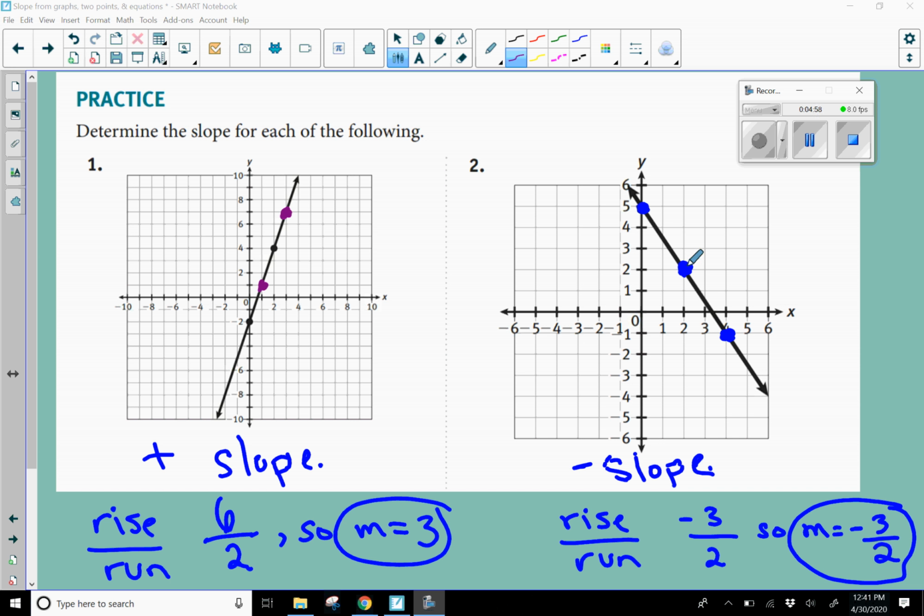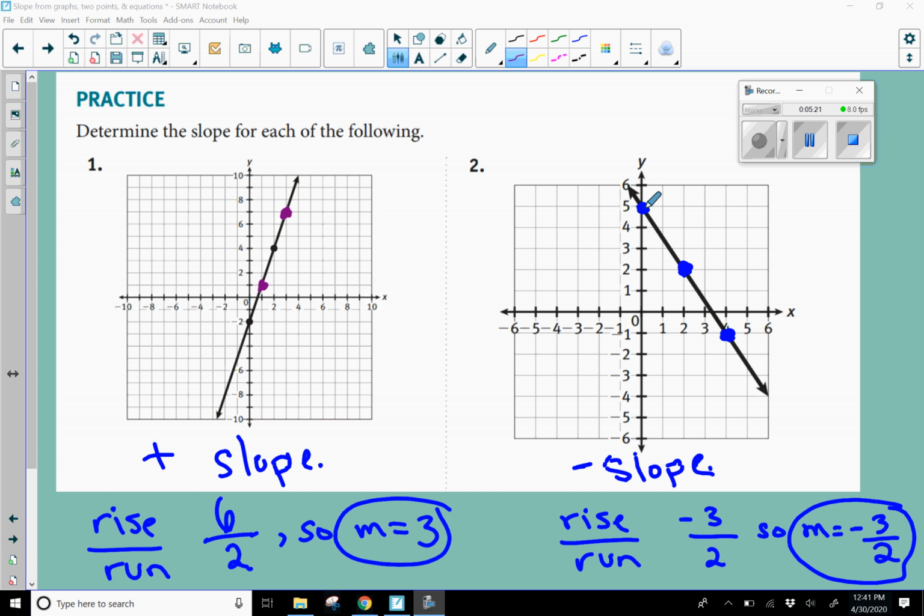So I'm going down. We want to look at the vertical change first. I'm going down 1, 2, 3 units, so -3, which I have written here for my rise, and then I'm going over 1, 2 units. So my horizontal change, or my run, is 2. That leaves us a slope of -3 over 2, which means you're going down 3 over 2.